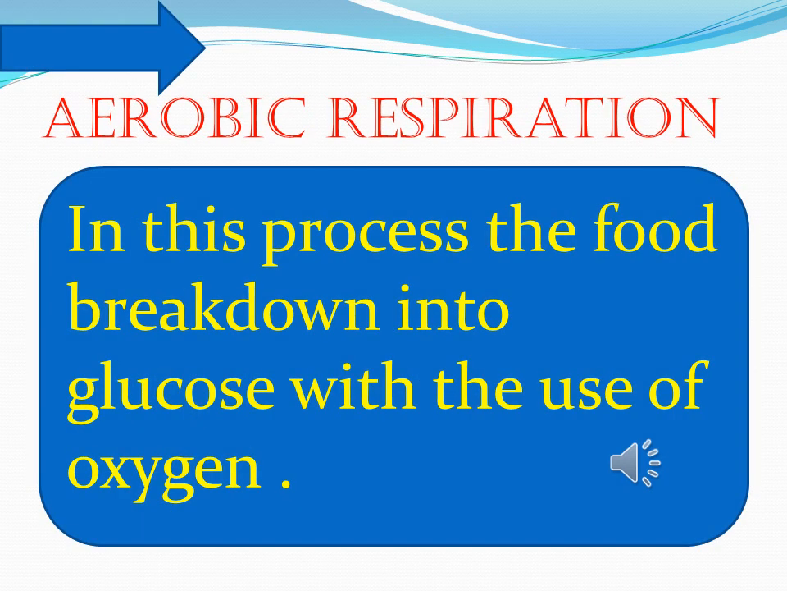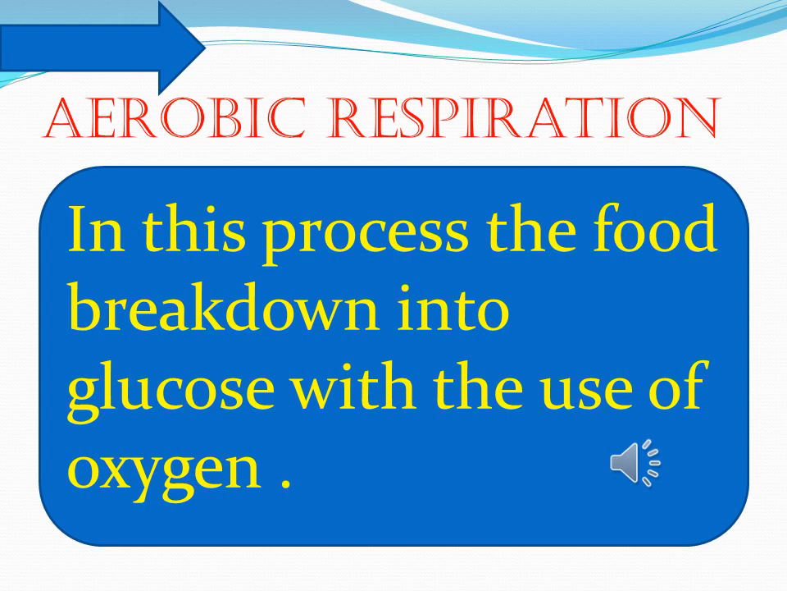There are two types of cellular respiration. One is aerobic respiration and another is anaerobic respiration. In this process, the food breaks down into glucose with the use of oxygen. It means when the glucose breaks down in the cell with the use of oxygen, it is called aerobic respiration.